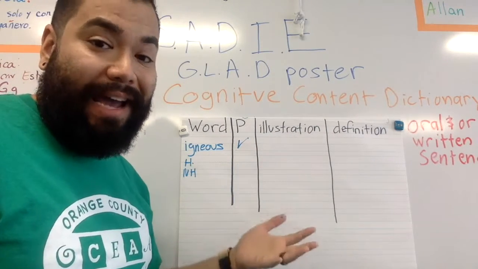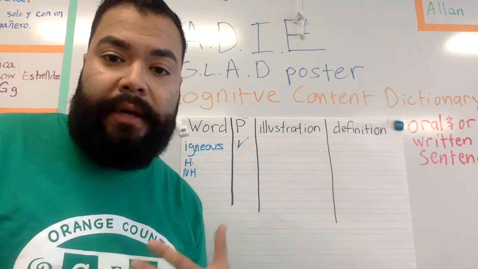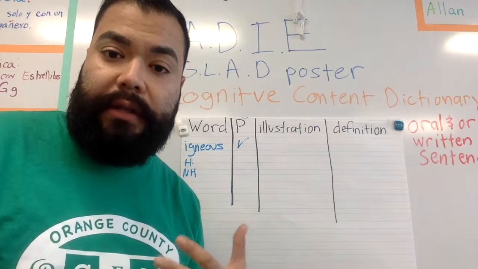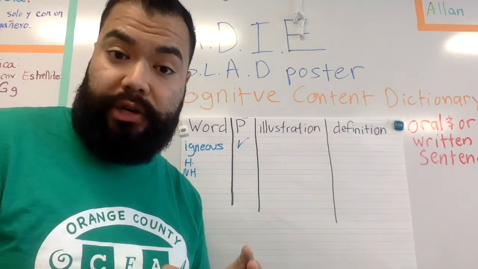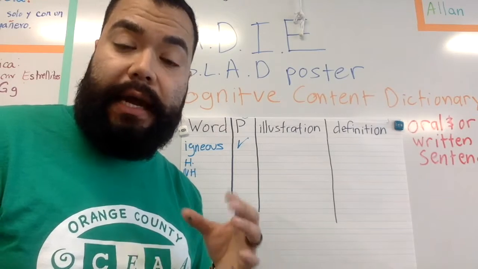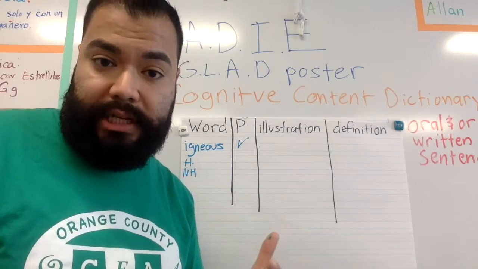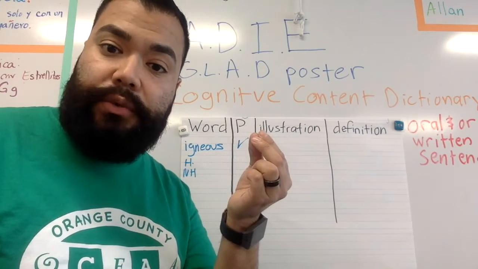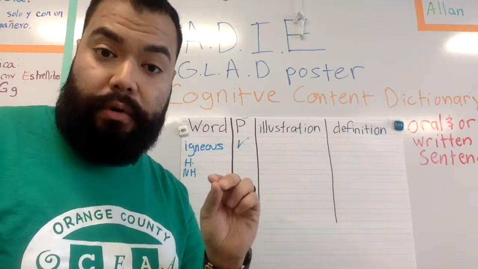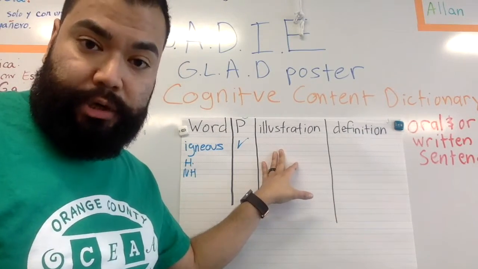Now, I'm not going to go ahead and draw an igneous rock, but it's crucial in this SADIE strategy in the GLAD poster with the Cognitive Content Dictionary to have vivid and bright illustrations. The more detailed and colorful they are, the more they're going to catch your students' attention, and they will make that connection between the illustration and the word, which is where you want that retention. So that is where your illustration would go.